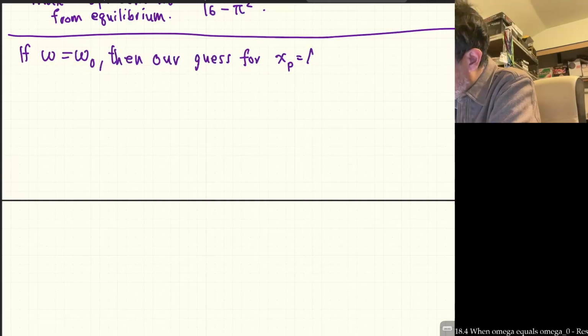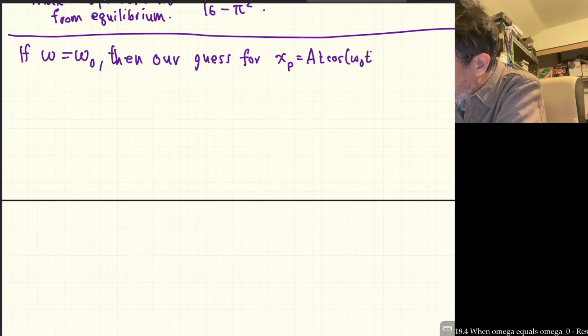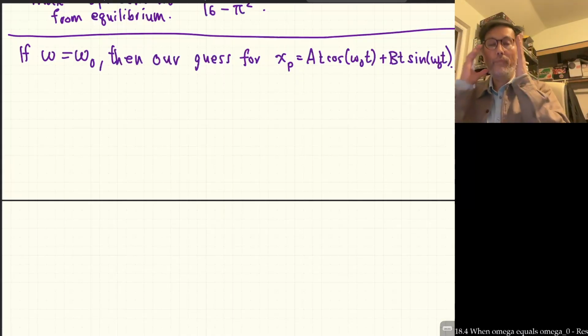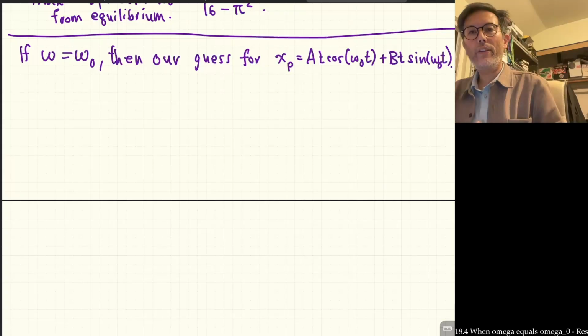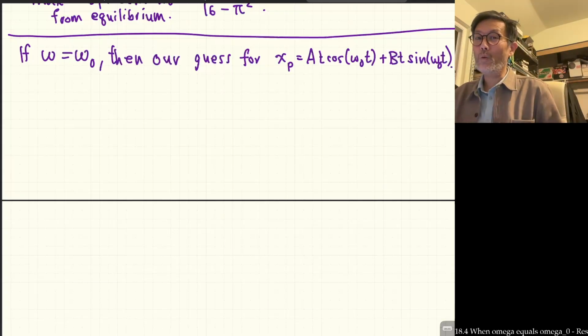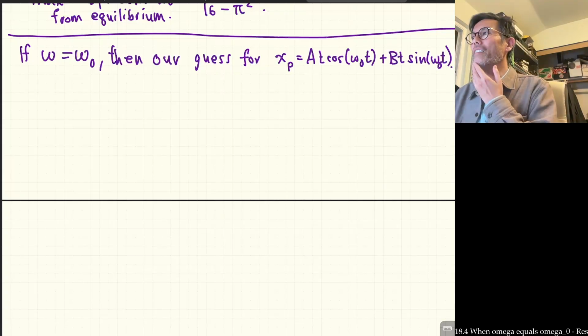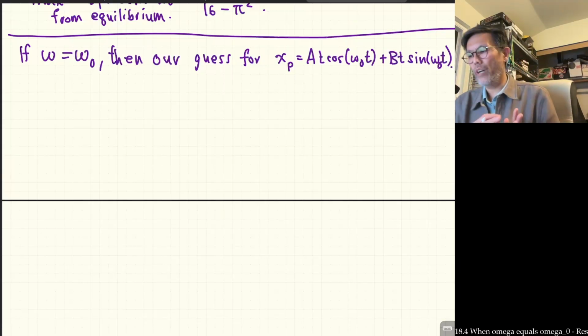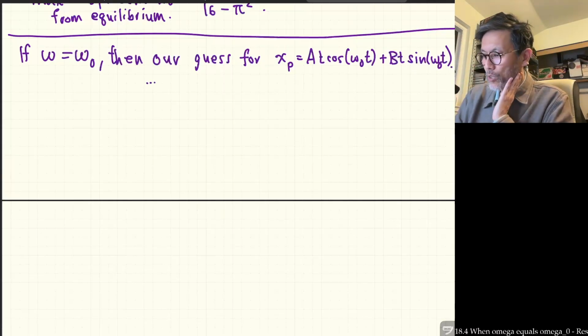So it's going to be A t cosine omega naught t plus B t sine omega naught t. You're going to need both, the cosine and the sine, okay? And it's going to be a lot of work to figure out what these coefficients are. Luckily, I'm just going to tell you the answer because you can figure it out if you want to.